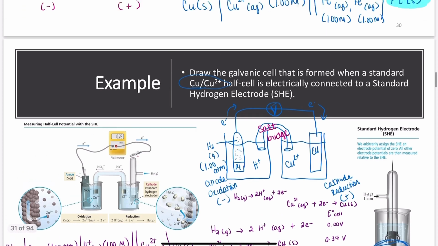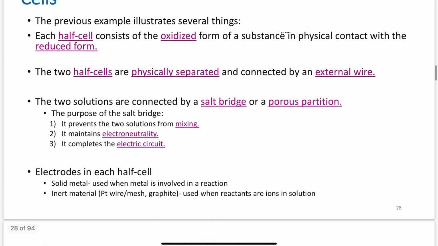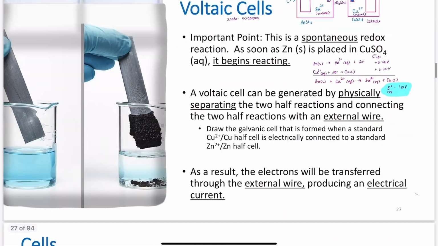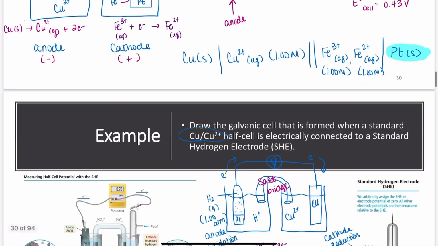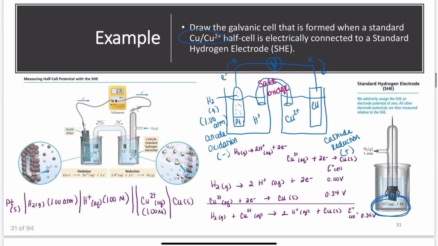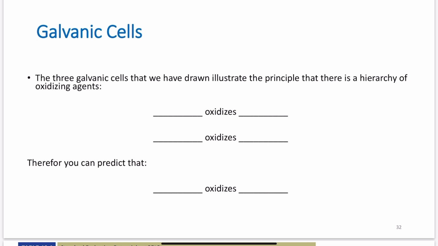So we've now talked about the abbreviation for copper and zinc, but we've drawn it for copper and zinc up here. We've drawn it for copper and Fe2 plus, Fe3 plus here, and we've drawn it for copper and hydrogen here. The 3 galvanic cells that we've drawn illustrate the principle that there's a hierarchy of oxidizing agents. What is your oxidizing agent? An oxidizing agent is something that oxidizes something else. It is reduced itself.